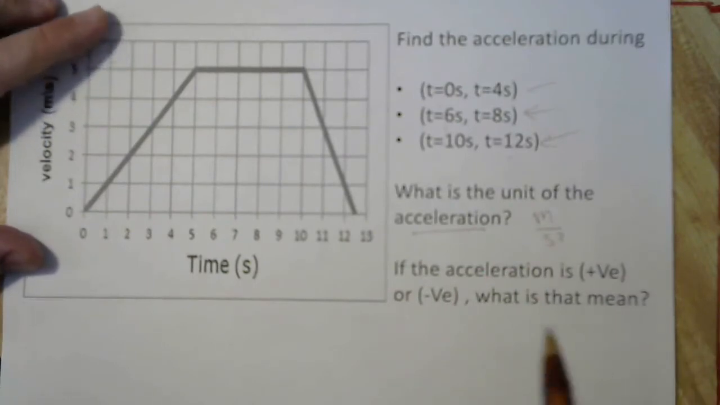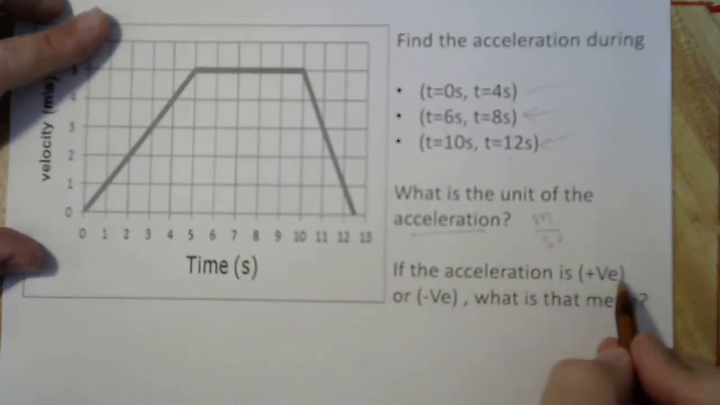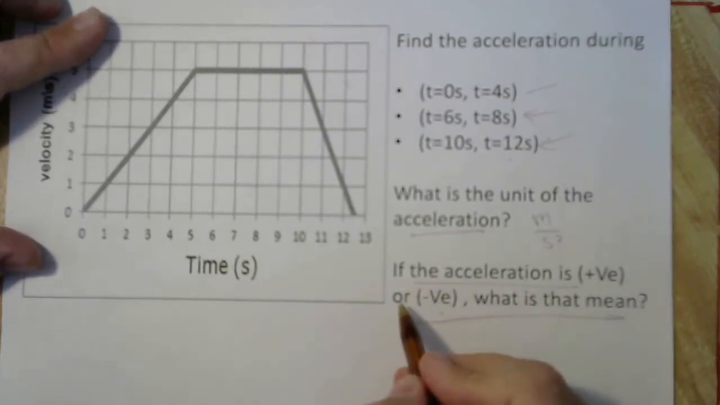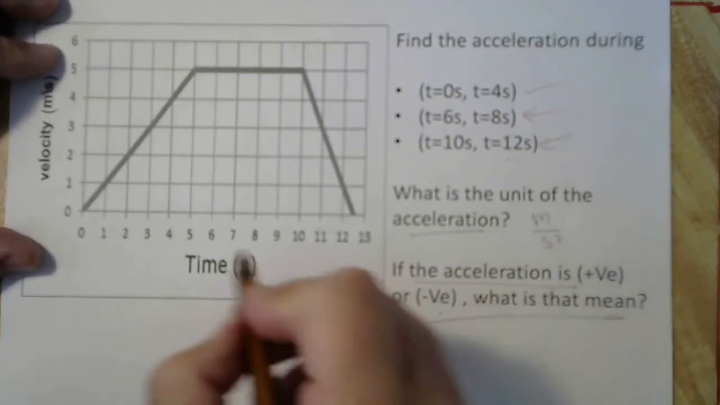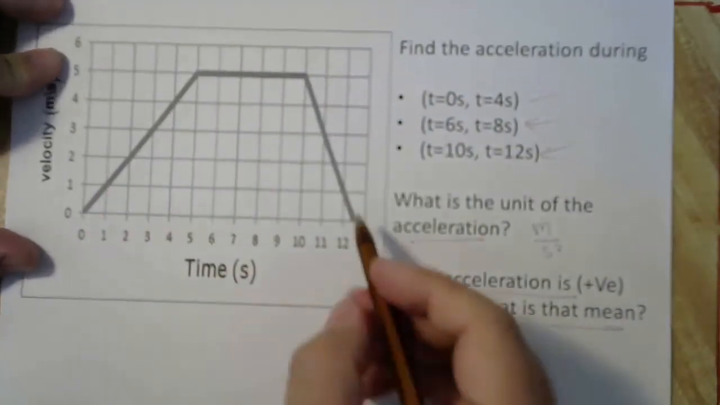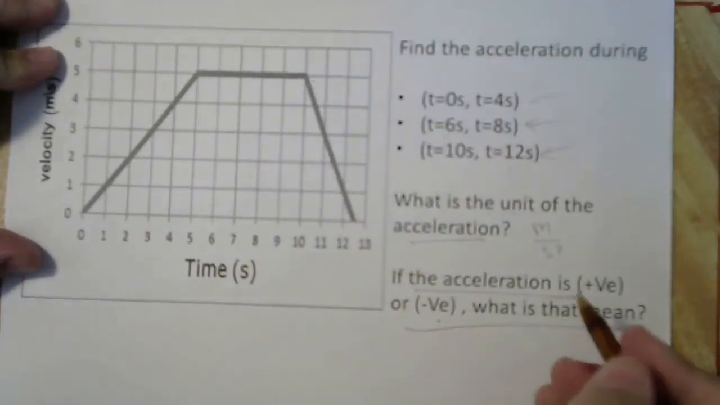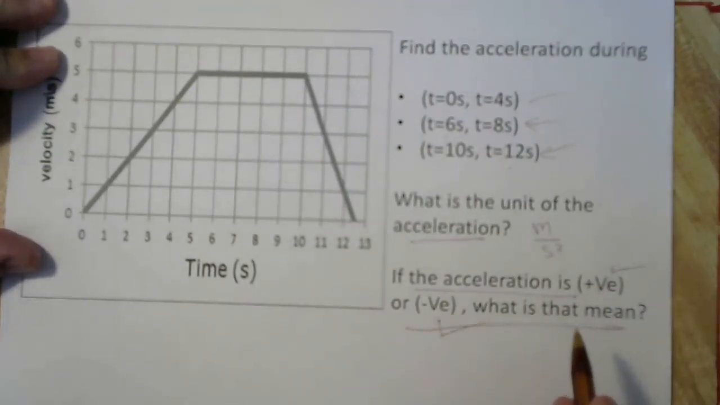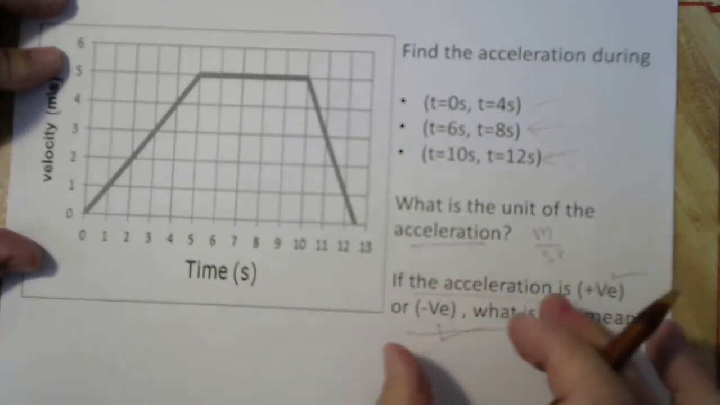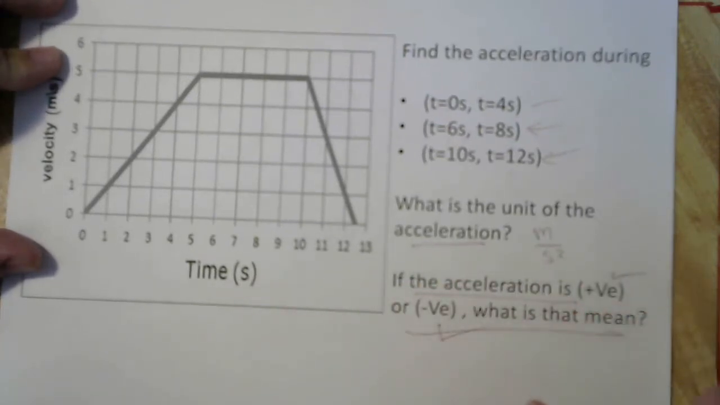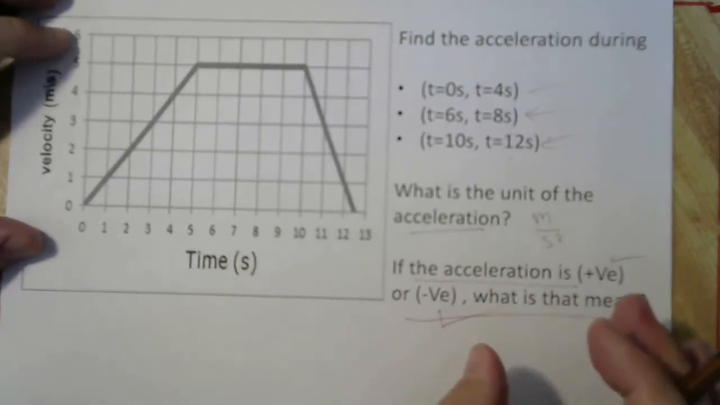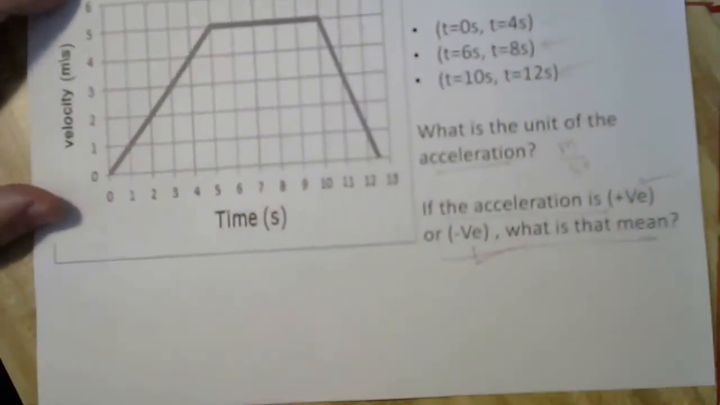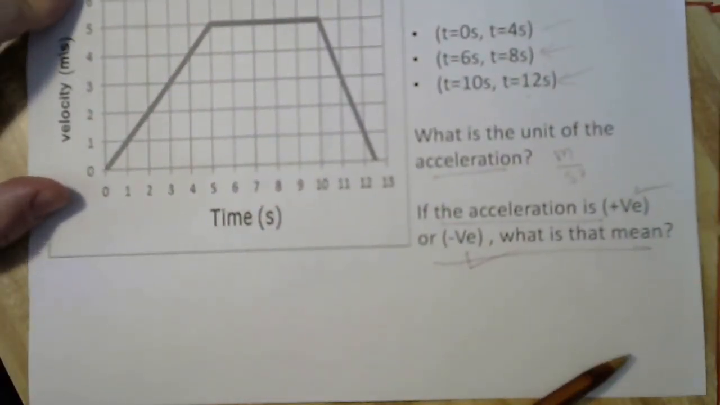Be careful with that. If the acceleration is positive or negative, what is the meaning of that? If it is positive, then the velocity is increasing. If it is negative, the velocity is decreasing. Here we can call it acceleration. Here also we can call it deceleration. But in both cases, it is acceleration, positive or negative. I think you can do that by yourself. It is easy. See you in the next example.